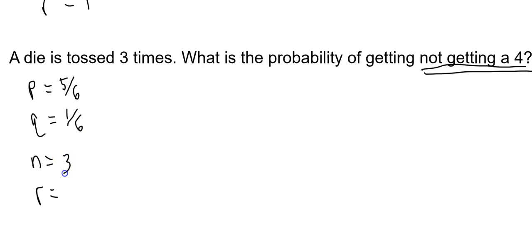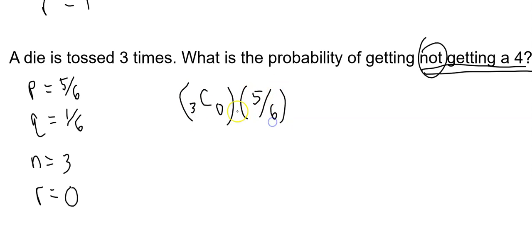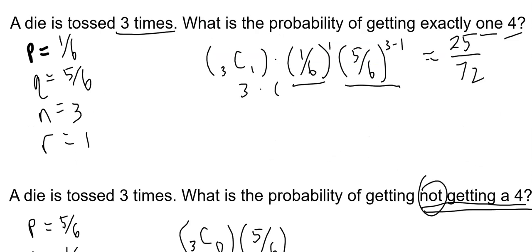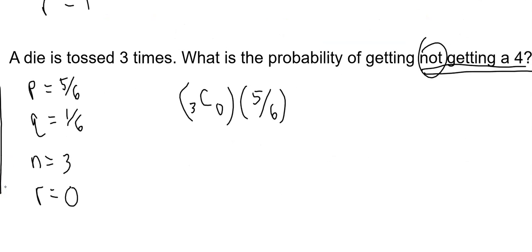And there are still 3 trials. And we want to not get a 4. So I want 0 successes. It's kind of weird, but I want to get successes, not getting 4, I want that to happen 0 times. In other words, I want to get no 4s. But let's just kind of figure this out. So this will be nCr, so it'd be 3 choose 0 times P, which is 5/6, to the, let's just double check this, to the R, which is 0, times Q, which is 1/6, to the N minus R.